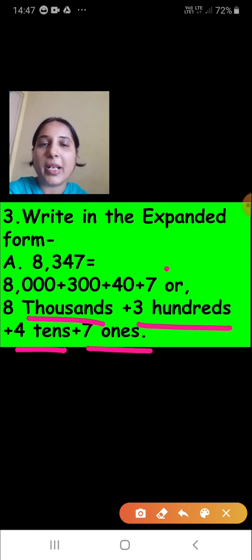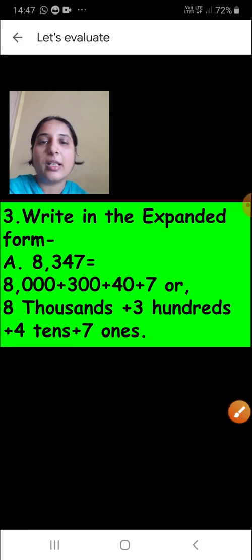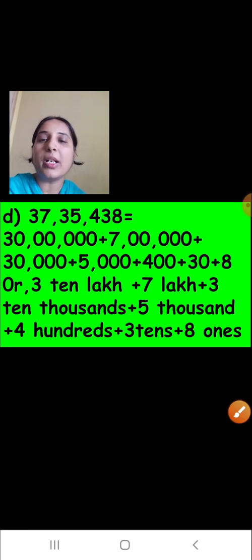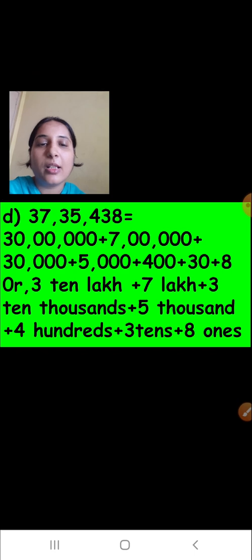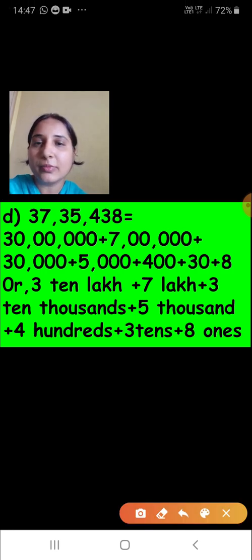Both the methods are correct. You can follow any one of them. Okay? Now, let's move to question number D. There you have to write it in the expanded form. So what will be the place value of 3 here? It will be 10 lakh, isn't it?